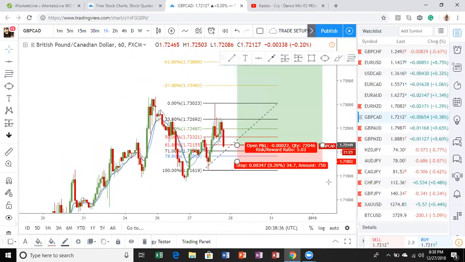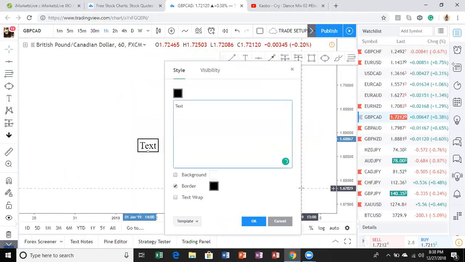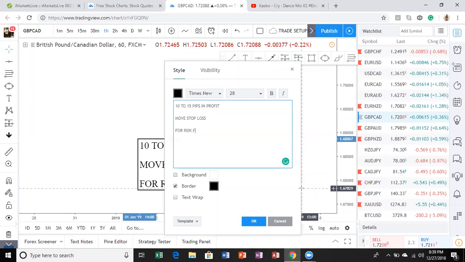174. Now, I want to tell you guys this rule before you forget. This is my rule for trading. It really helps me to avoid so many losses. 10 to 15 pips in profit, what do you do? Move stop loss for what? For risk free.